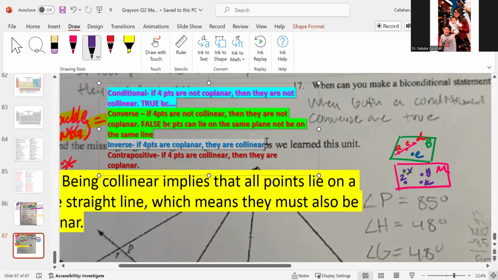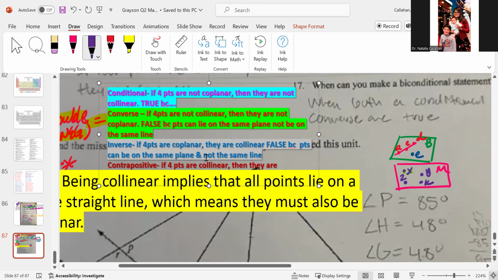So this one, I don't even have to search it up. Just use common reasoning. It's false. Because why? Because it's not on the line, but it's still the same plane. Because points can be on the same plane and not the same line, right?